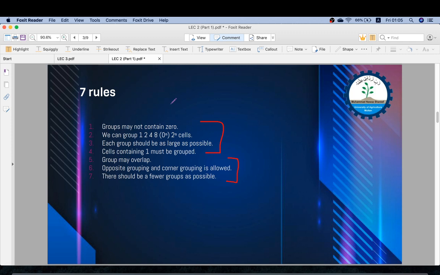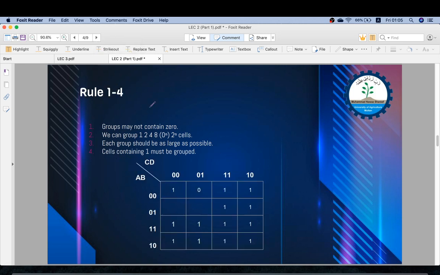Each group should be as large as possible. Cells containing 1 must be grouped. Groups may overlap. What overlap is we will study in the next lecture. Opposite grouping and corner grouping we will also study in the next lecture. There should be as few groups as possible. The reason for this I will tell you in the second part. So let's start with the first 4 rules.